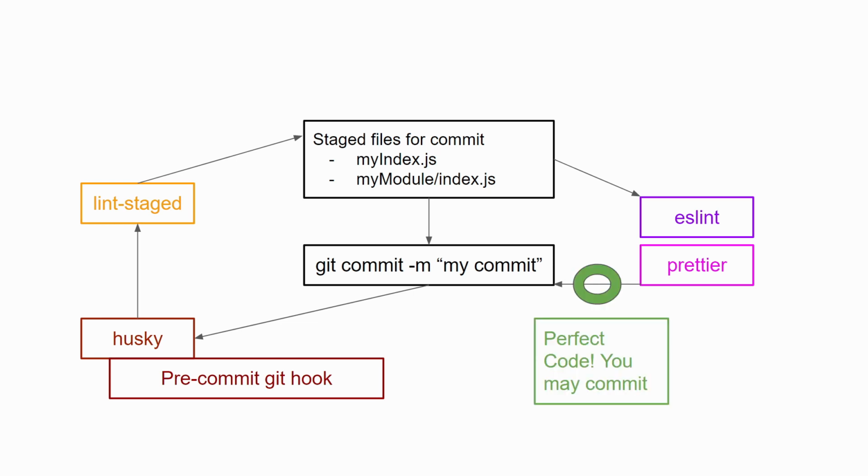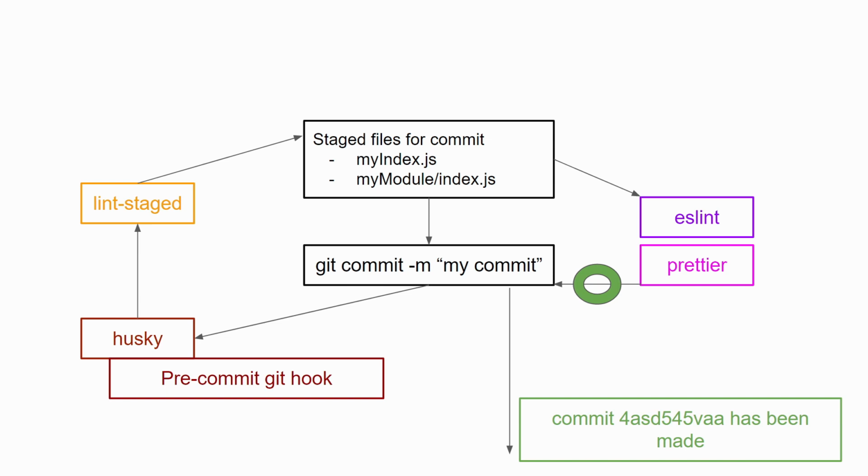And depending on the result, if there's any errors, it's going to prevent the commit from happening. If the ESLint and Prettier tests and the formatting all pass, then it's good to go. It's perfect code. You may commit, and the commit is going to continue, and indeed your commit is going to be made. So this is the general flow of how this automation is going to work.